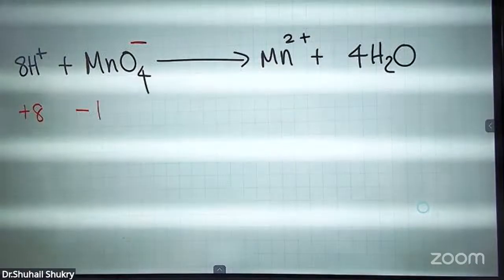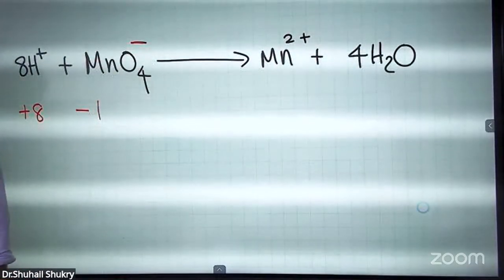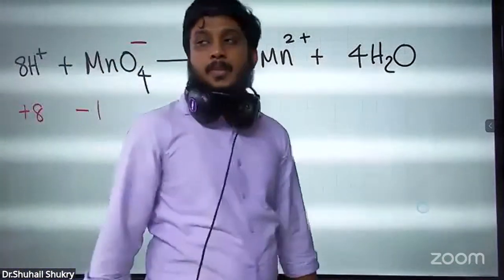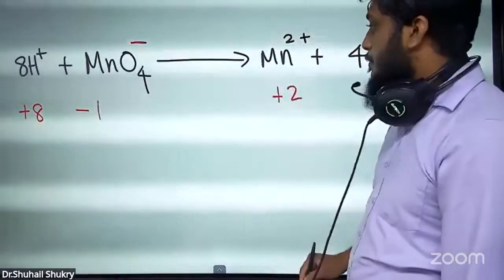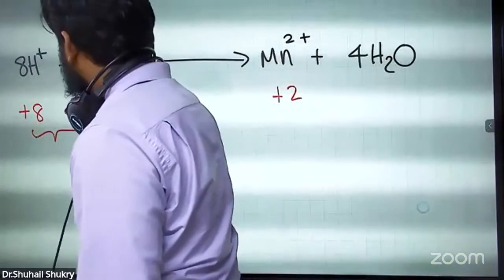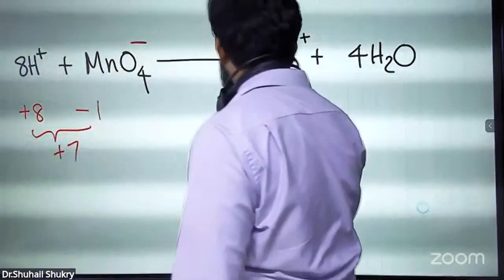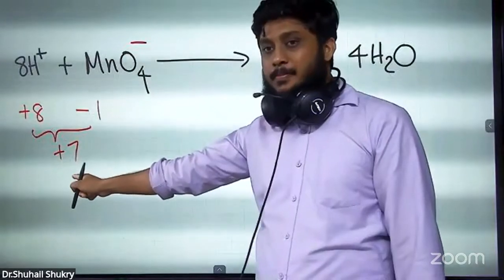Can you understand? This 4 is the oxygen 4. Then when you come to this side, there is only plus 2 here. It means this side is plus 8 and minus 1. What is the total charge here? Plus 7. Here plus 2. So can you understand that the charge is in excess here?